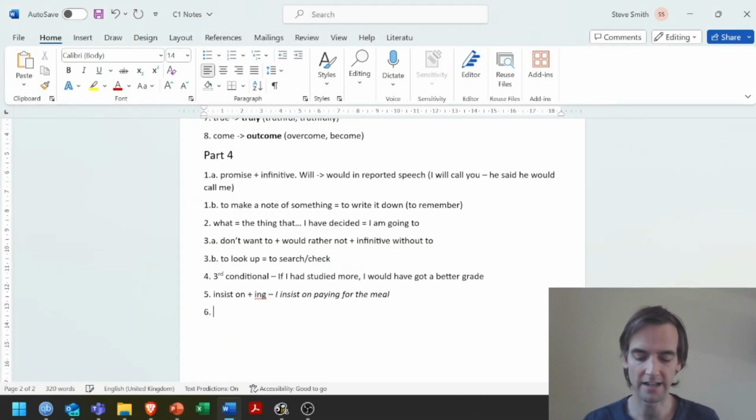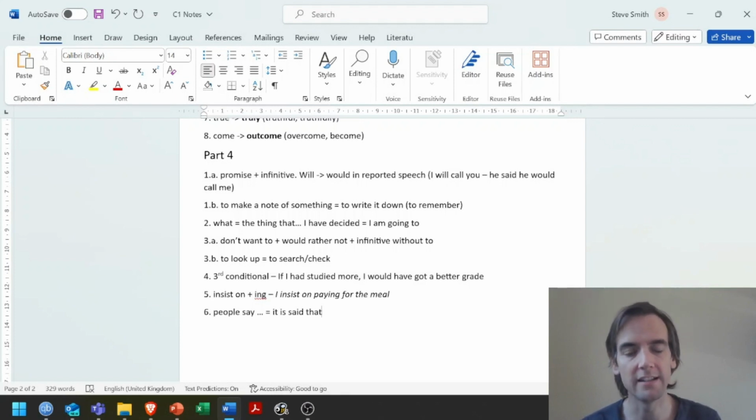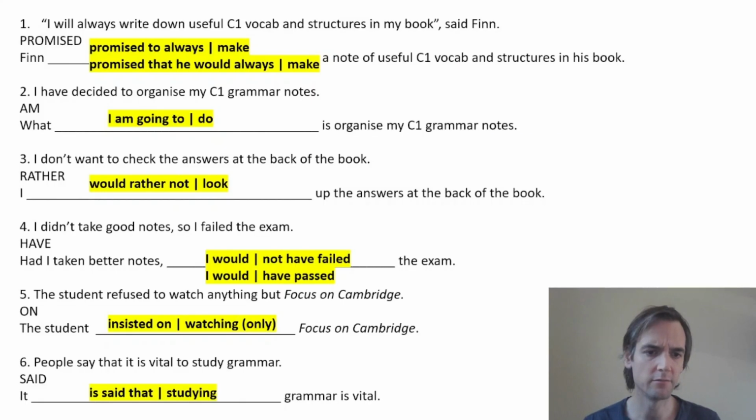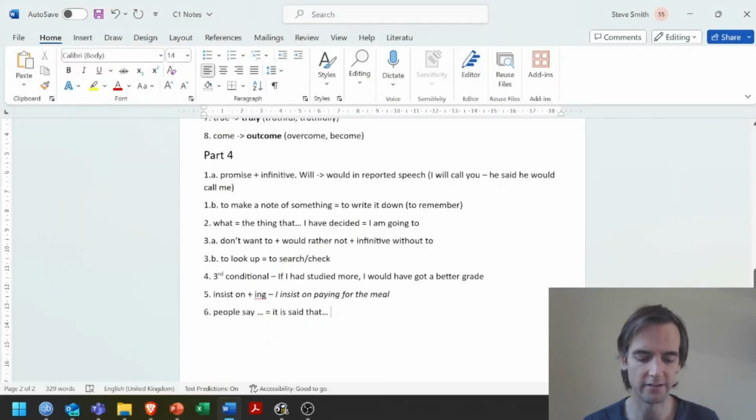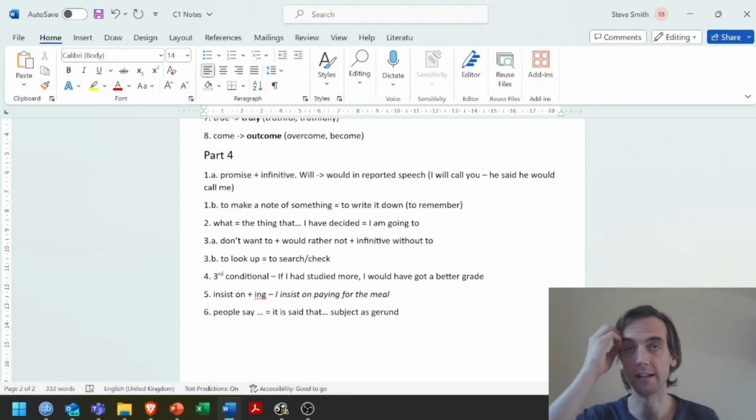So what have we learned? Passive. Oh, I shouldn't say that first. Passive is the explanation, but what we've actually learned is that people say means it is said that. Or we can do the same for people think that, it is thought that, people believe that, it is believed that. And then the other point was maybe gerund, subject as gerund, but this is a very obvious point, really. This is why we say, I like swimming, because it's an object. Swimming is fun, because it's a subject.